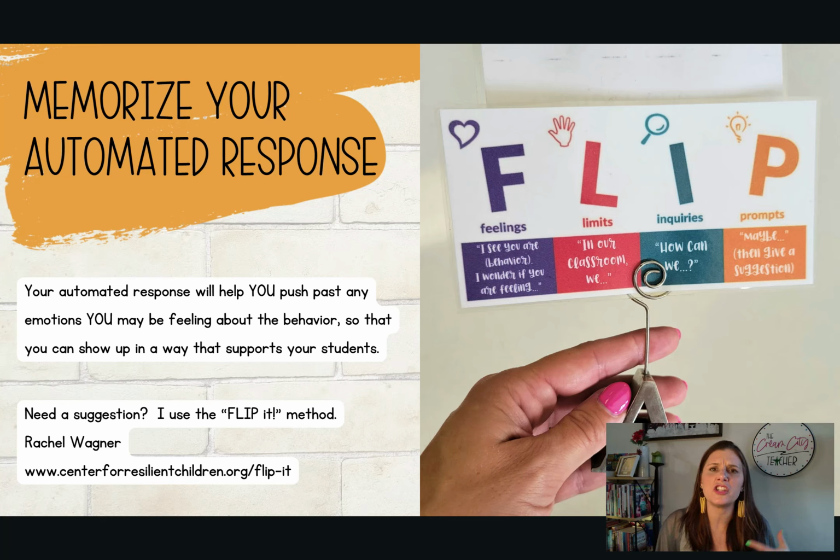And the child says to you, no. I wonder if you're feeling frustrated. I wonder if you're feeling sad. And then keep going until the child agrees with the feeling that you've named. The L in the flip it method stands for limits. In other words, you're naming the limits of the classroom. You might say something like, in our classroom, we use our words to express what we want or need.